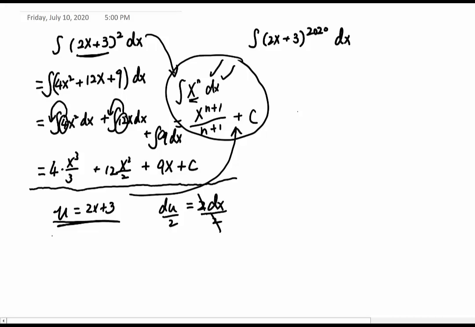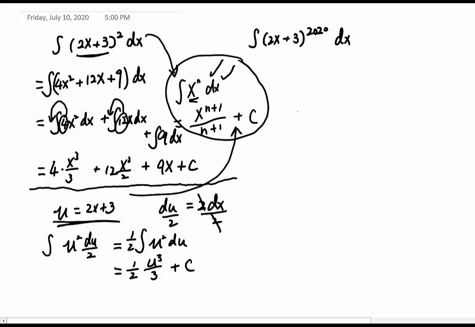Now let's do the substitution here. I'm going to substitute u to replace 2x plus 3. That's going to be u squared. I'm going to replace dx by du over 2. Let's rewrite. I'm going to put a half in front, so I'm going to have one half of the integral of u squared du. That's a very easy problem to solve. That's going to be u to the third over 3 plus c.